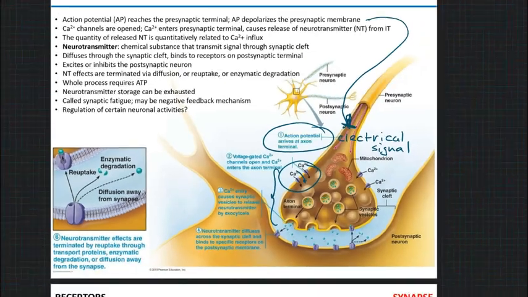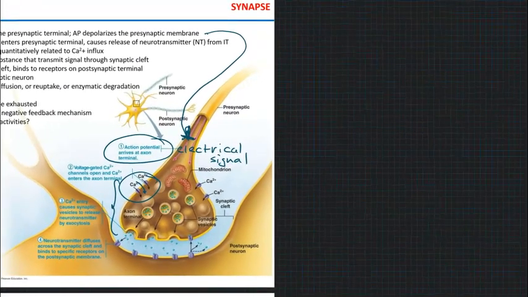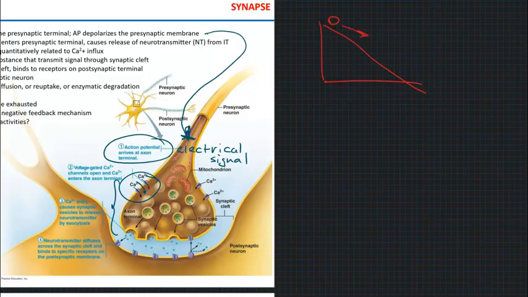Think of diffusion as a ball going down the slope. You don't need to apply any energy. And the ball will go in the direction of the slope. Clear? Now, if you need to put something uphill, do you need to apply some energy? Yes. So that's going to be your active transport.